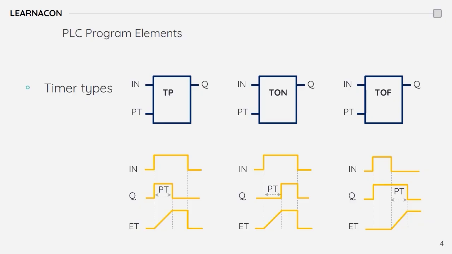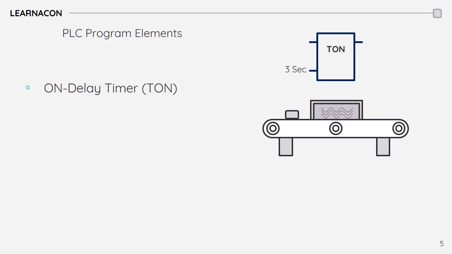To understand how the timers work, it is better to review a PLC timer application. We will look at one next. TON. In this example, we review the behavior of an on-delay timer. By starting the process in this machine, the product moves into the oven and the heater turns on.